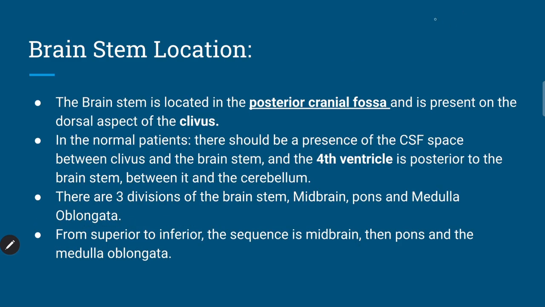Where is it located? The brainstem is located in the posterior cranial fossa and is present on the dorsal aspect of the clivus. So remember this. In normal patients, there should be the presence of cerebrospinal fluid between the clivus and the brainstem, and the fourth ventricle is posterior to the brainstem, present between the brainstem and the cerebellum.